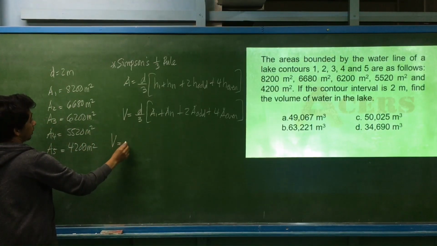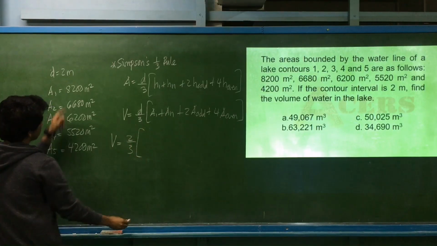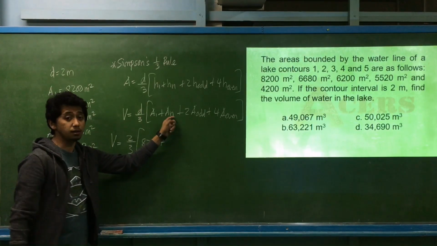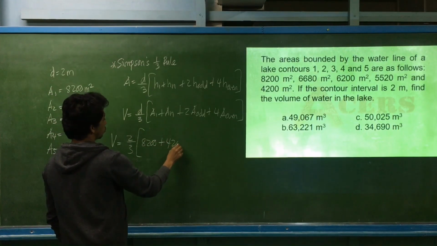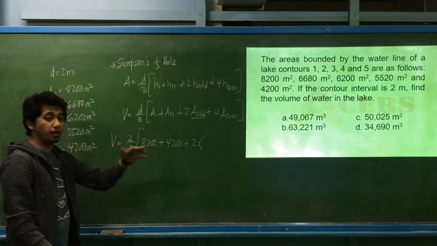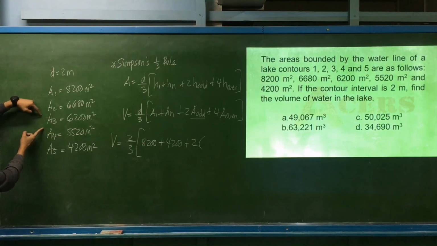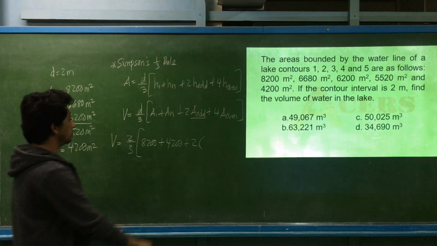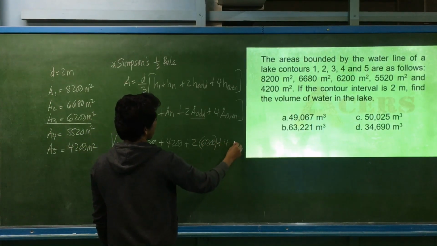So the volume is equal to, what is the distance? It is 2 over 3 multiplied by, what is our area 1? 8,200. Area n, yun yung last area, we have 4,200 plus twice. Ano yung area odd natin? Yung area odd, huwag isama yung first at saka last. In between. So ang odd na lang is yung pangatlo, 6,200. We have 6,200 plus 4 times.